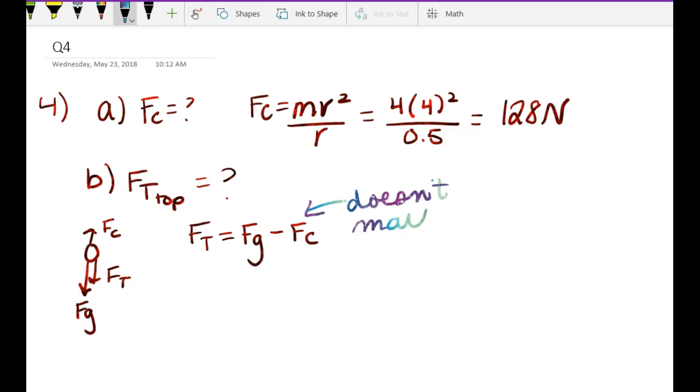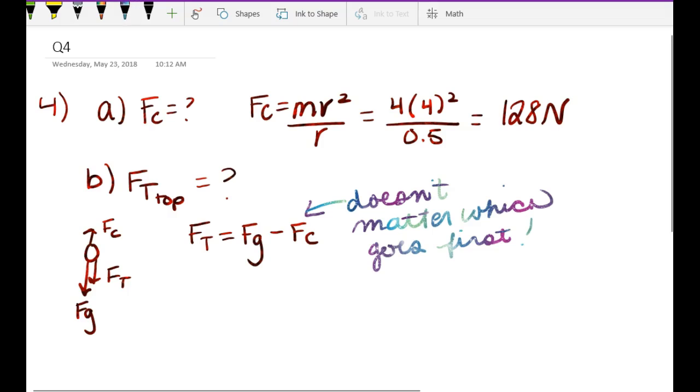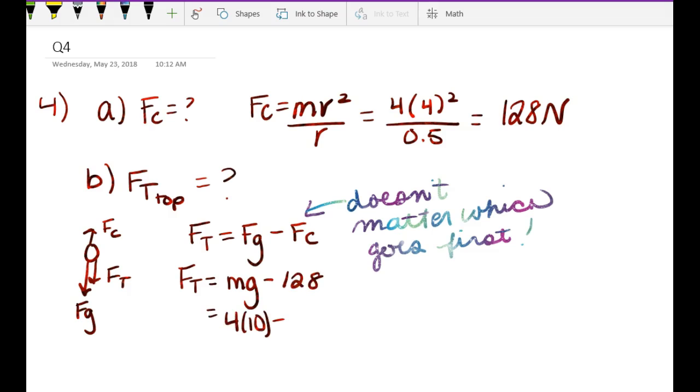Now, what's going to happen if you look at what you know? Force of gravity in this problem is small, centripetal force is larger. When you do this calculation, you're going to end up with a negative number. So it doesn't matter if centripetal or gravity goes first in this situation. You're going to end up getting the same numerical value, so don't worry about the sign for this part. So force of tension is equal to mass times gravity minus 128. So that's going to be 40 minus 128, and that's going to result in a value of 88 newtons.